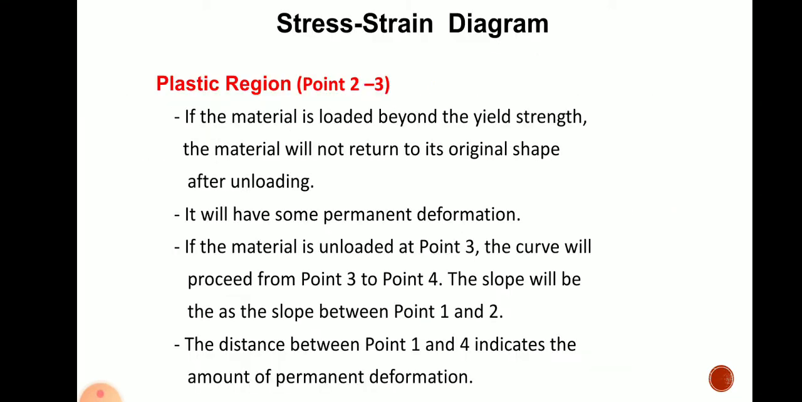so this region from point 2 to 3, we are calling a plastic region. Why? If the material is loaded beyond the yield strength point, that is point 2, the material will not regain its original size and shape after unloading. It will have some permanent deformation inside. If the material is unloaded at point 3, the curve will proceed from point 3 to point 4. The slope will be the same as the slope between point 1 to 2.